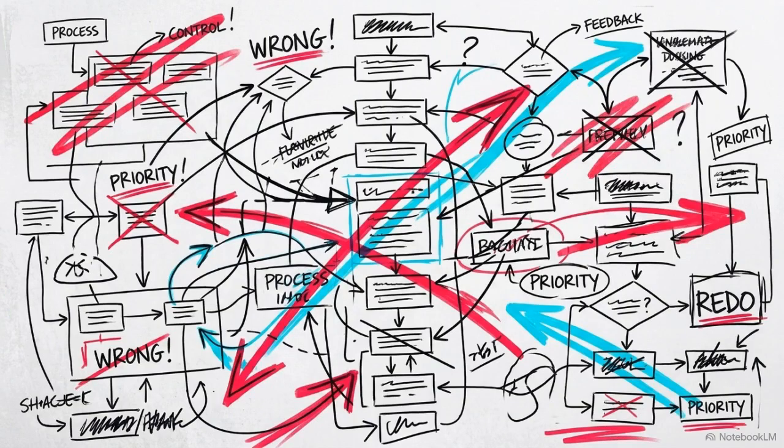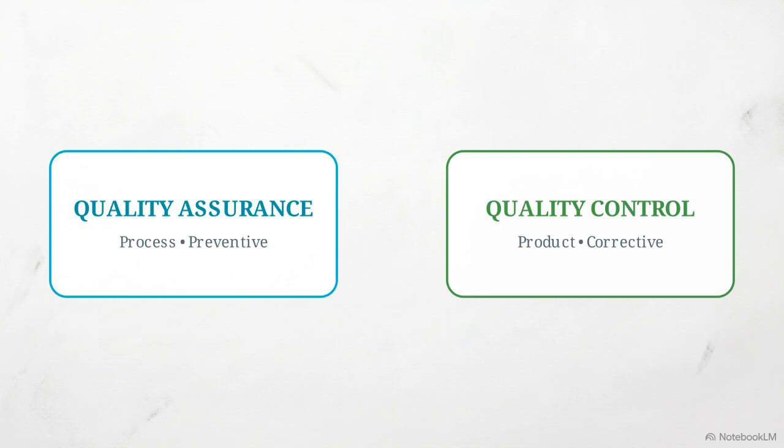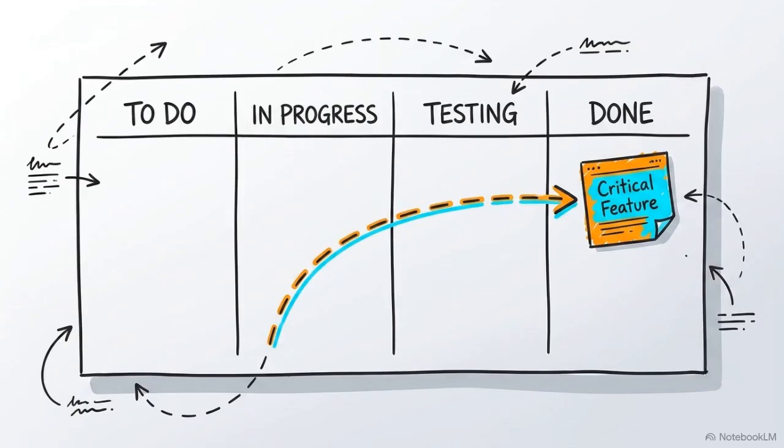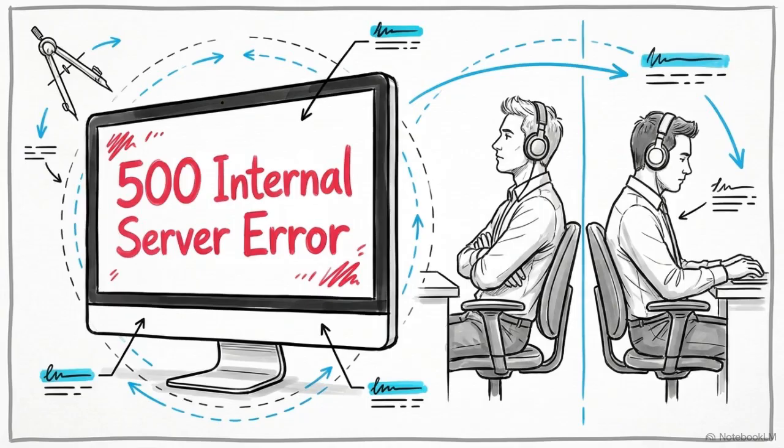Yet the software industry suffers from a deep semantic confusion. Development teams frequently conflate distinct methodologies, using terms like quality assurance and quality control interchangeably. When organizations fail to distinguish between these terms, they overlap responsibilities. This leads to inefficient engineering pipelines and poorly executed risk management, where critical defects slip through because teams assume someone else is looking for them.